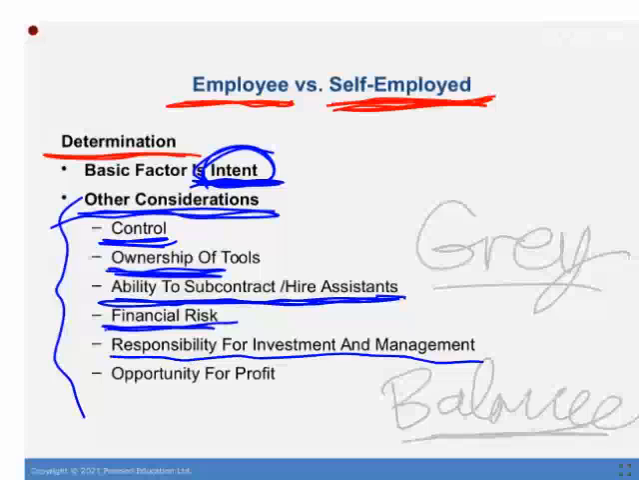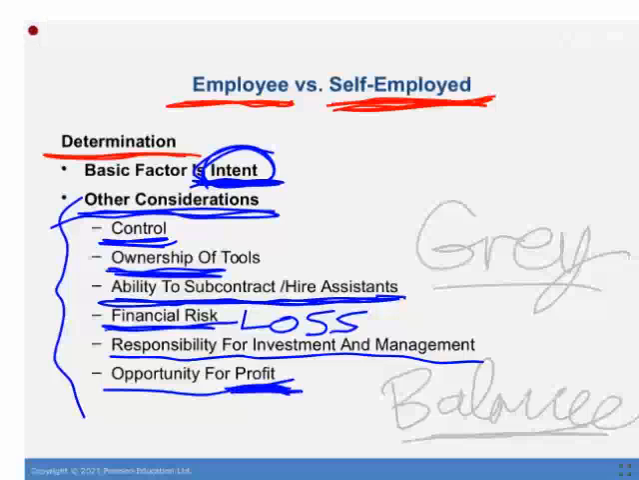Now, that doesn't mean that you can't have an employee who might buy shares in the company, which technically is an investment in the company, but that's a different type of thing. And the last one is opportunity for profit. So profit, same as a loss, right? Same as that financial risk of a loss. What about the opportunity for profit when revenue exceeds expenses?